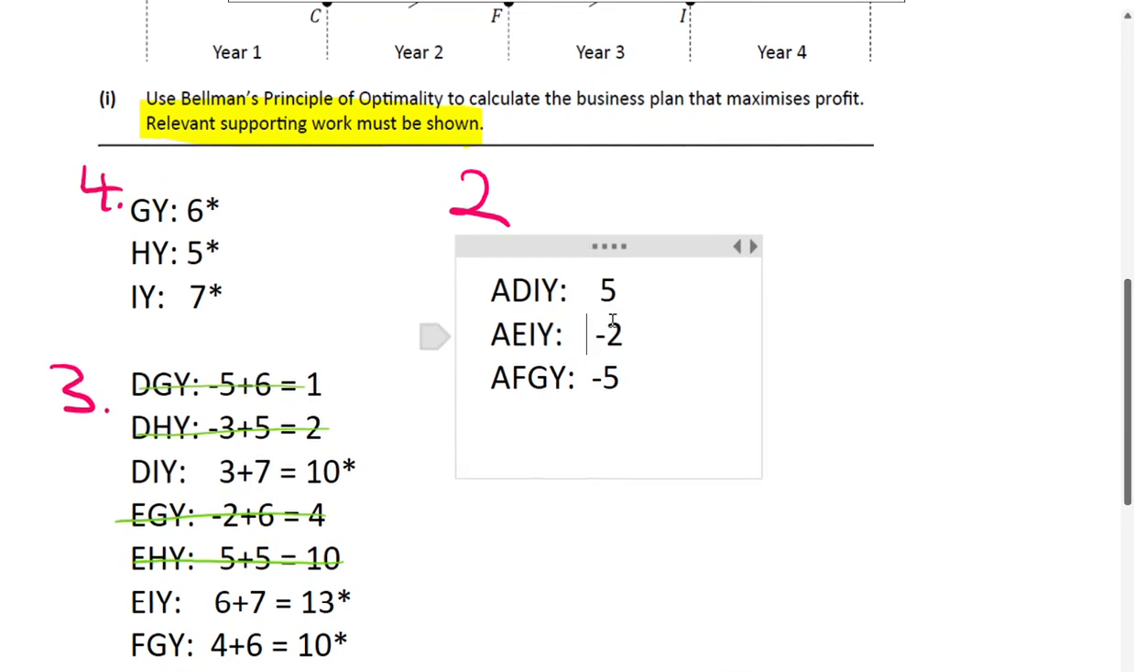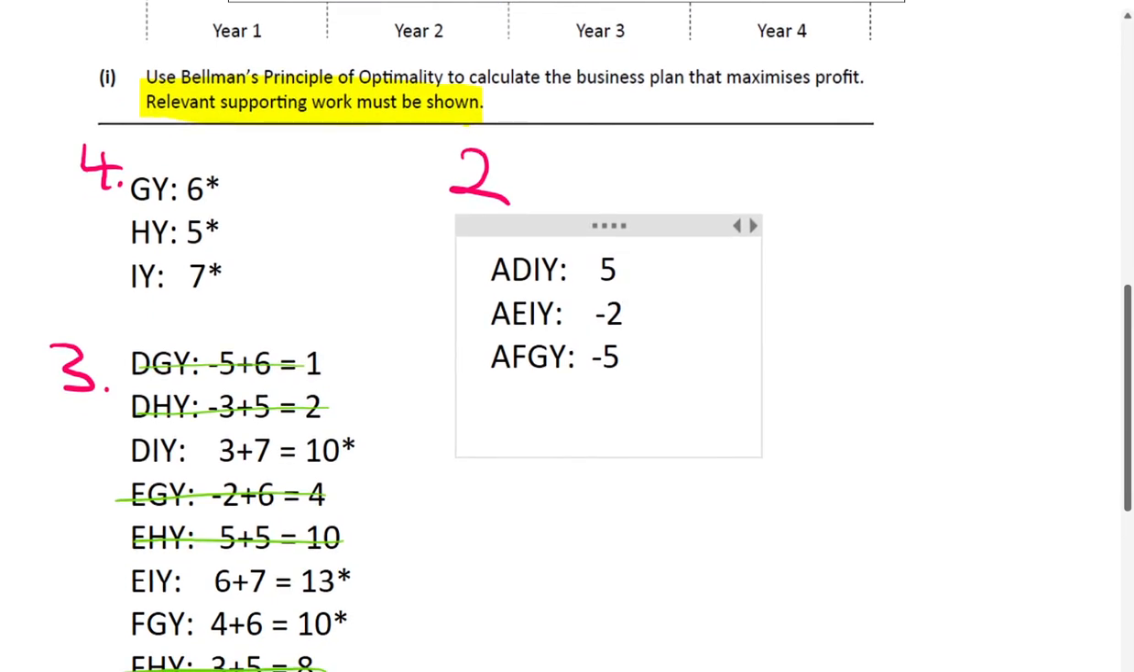We're at 5 minus 2 and minus 5. So we now need to add in the cost or the weight, however we want to think of it, of the path DIY, which is 10, which gives us a total of 15. Then it's AEY, which is 13, which gives us a cost of 11, and then FGY gives us a cost of 10, which means we have 5.